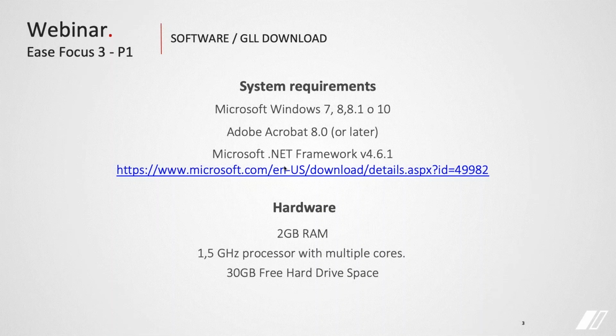Again, this is not something that happens all the time, but we have run into instances where a framework download is needed. Also, the computer needs at least 2 gigs of RAM, a 1.5 gigahertz processor, preferably multi-core, and 30 gigs of free hard drive space. The reason is that it does a lot of computing. It has a lot of video aspects, so your GPU needs to be a little bit powerful. If not, there are settings inside East Focus where you can downgrade the resolution.